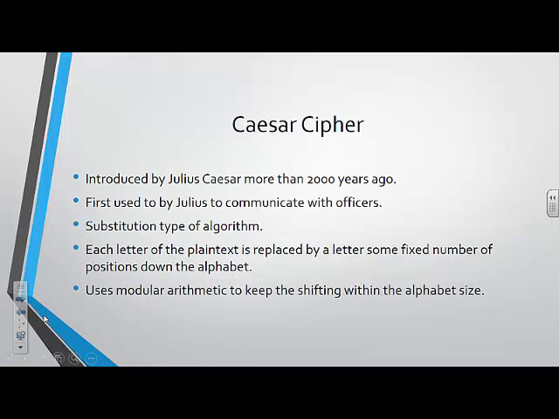So the Caesar cipher was first introduced by Julius Caesar more than 2,000 years ago. It was first used by Julius to communicate with his officers. It's a substitution type of algorithm. Each letter of the plaintext is replaced by a letter some fixed number of positions down the alphabet. It uses modular arithmetic to keep the shifting within the alphabet size.